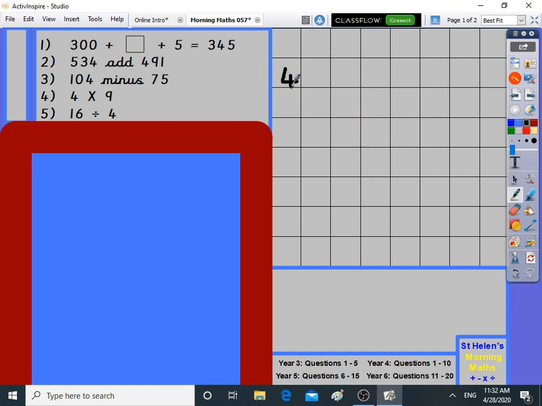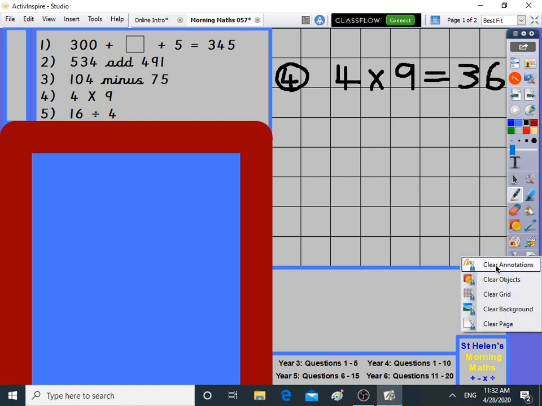4 times 9. You'll use your times table songs for this. Hopefully you can know the answer before I've even written the question. So 4, 8, 12, 16, 20, 24 and 28, 32, 36. If you count 4s 9 times, you get to 36, because 4 times 9 is 36. Pause if you need to copy. We'll move on to number 15.